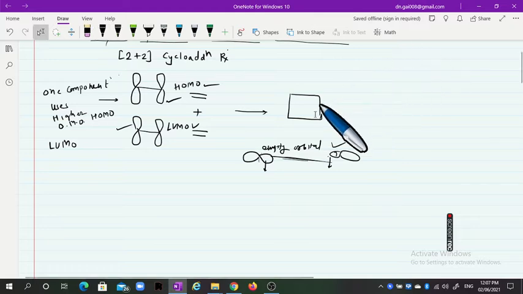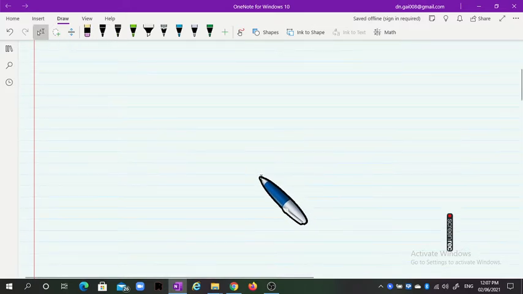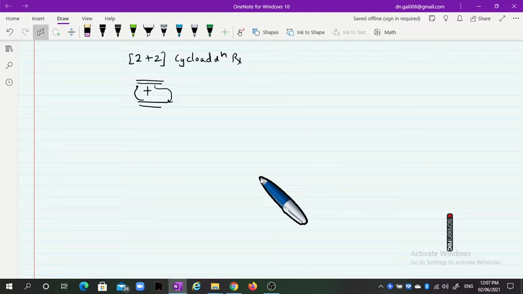Let us discuss our example. We have taken the 2 plus 2 cycloaddition reaction. We know that the first ethylene molecule is added to the second ethylene molecule, and by this mechanism you will obtain cyclobutane, a cyclic compound. As we discussed, for the first component we consider its highest occupied molecular orbital, and for the second component the lowest unoccupied molecular orbital.